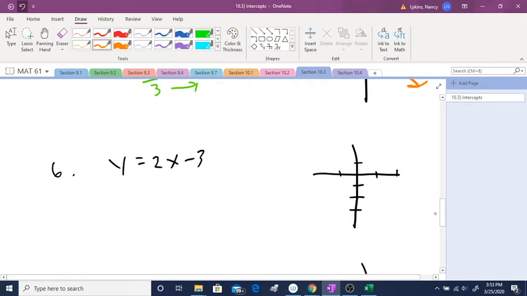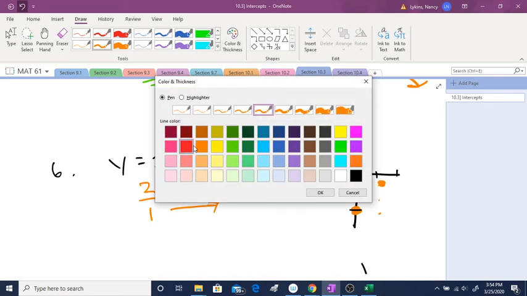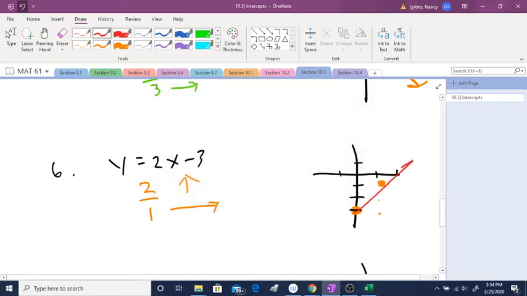Some more problems. At any point in this video, you can pause it and give yourself enough time to solve it, and then check your answers with me. Looking at this right off the bat, I know I'm going to start at -3. But then what do I need to do? I need to look at what number is in front of the x. In this case, it's 2. I need to make it a fraction, put it over 1. That means I go over 1 and up 2. Over 1, up 2. This is my new line.